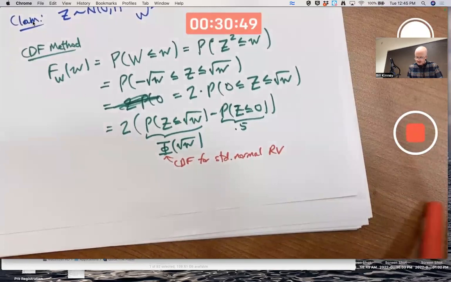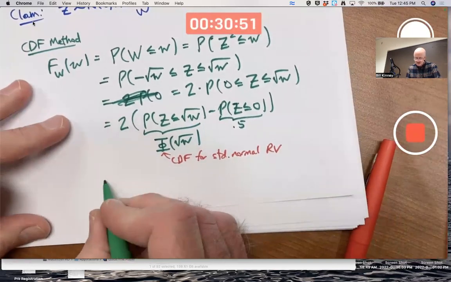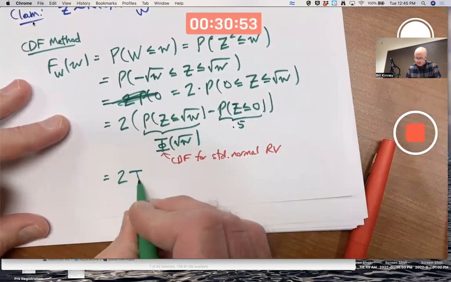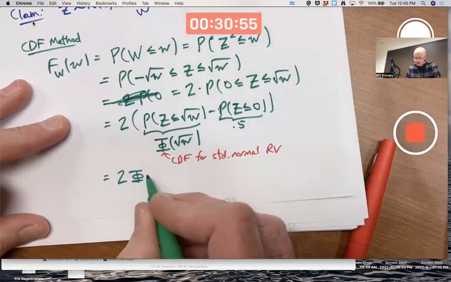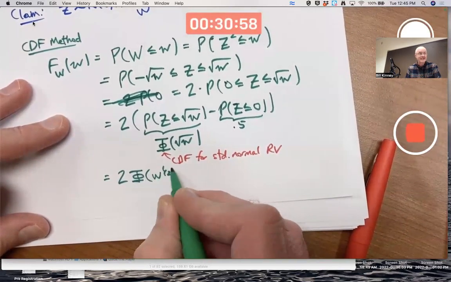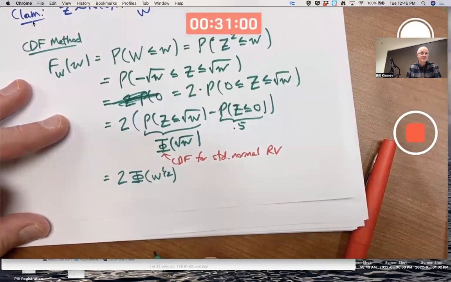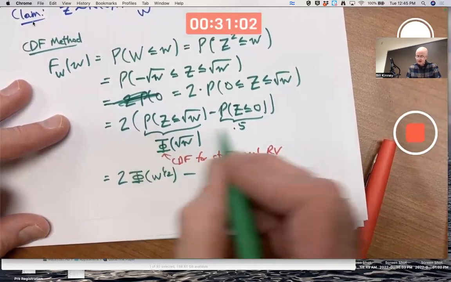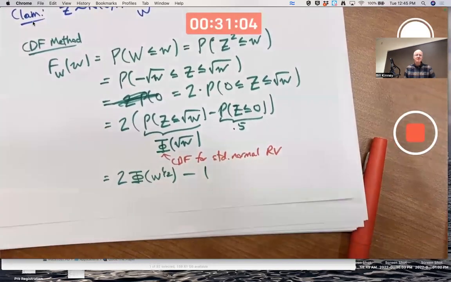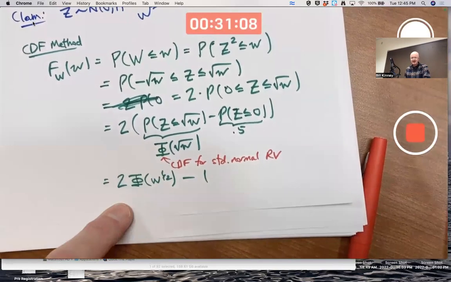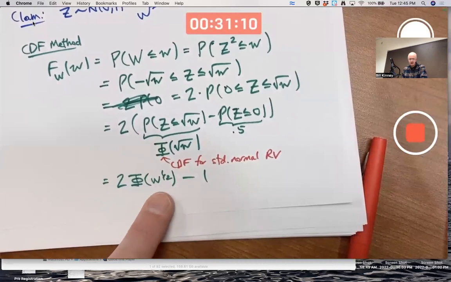So where am I going with this? Okay, so I get 2 times capital phi of, instead of writing square root of w, let me write w to the 1/2 because we're going to differentiate this thing. Distribute the 2 through, 2 times 1/2 is 1. Isn't this fun? The CDF of w is 2 times the standard normal CDF evaluated at square root of w, minus 1.